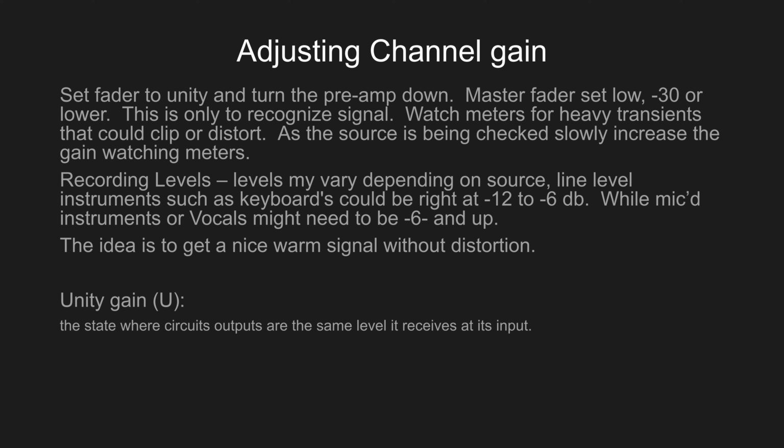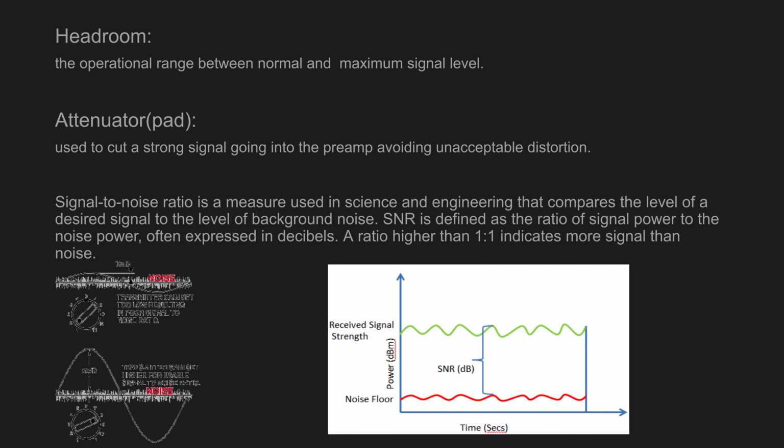Unity gain refers to the state where the circuit output is the same level as it receives at the input. So you're not attenuating that gain down, and you're not amplifying it up any. Let's talk about headroom. This is the operational range between normal and maximum signal level. Okay, that's what your headroom is. It is basically a normal range up until the highest amount of gain possible where it doesn't distort. That's what your clean headroom is.